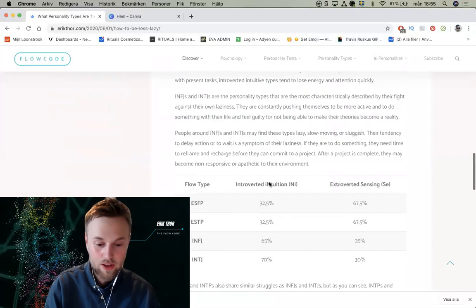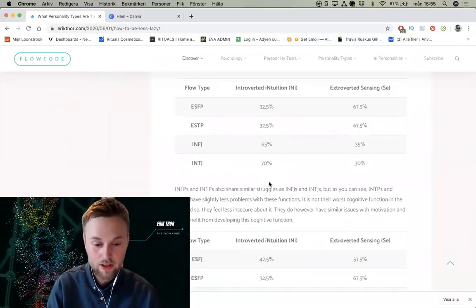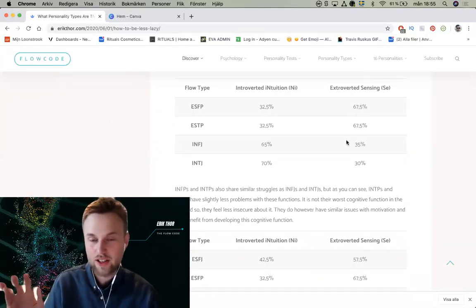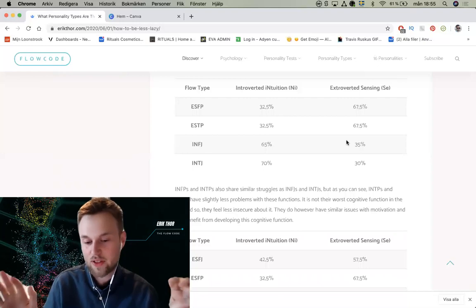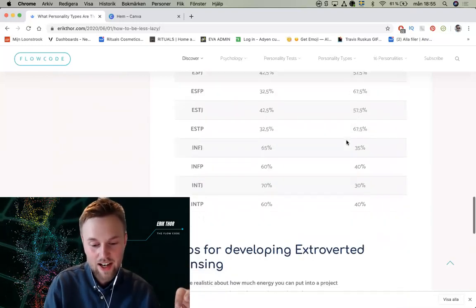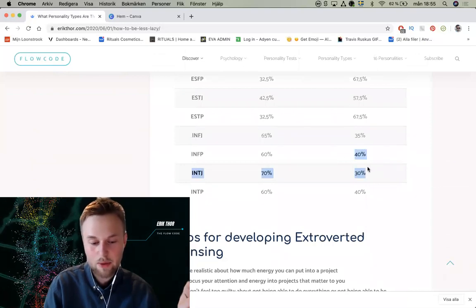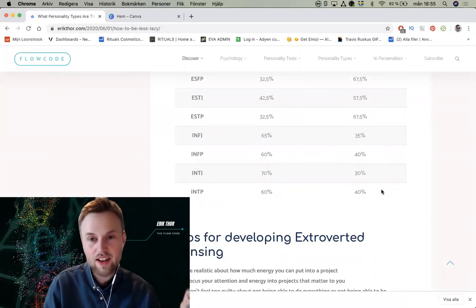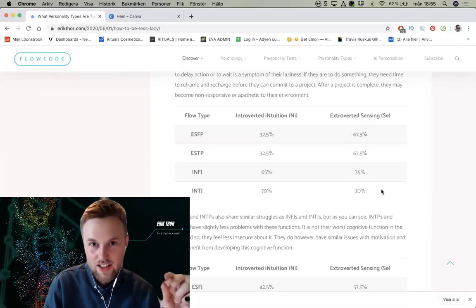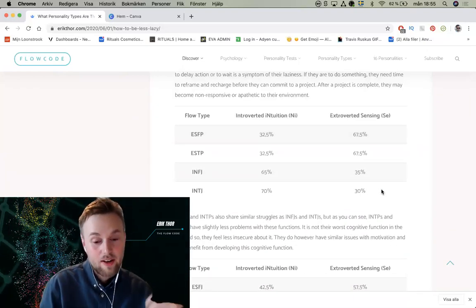Now, if you run the numbers, which I did in my personality test, what you see is INFJs have about 35% extroverted sensing according to the test takers, and INTJs about 30% extroverted sensing, so even less. If you look at an INTP or an INFP, what you see is about 40% extroverted sensing. So INFJs and INTJs, they win by a low margin.